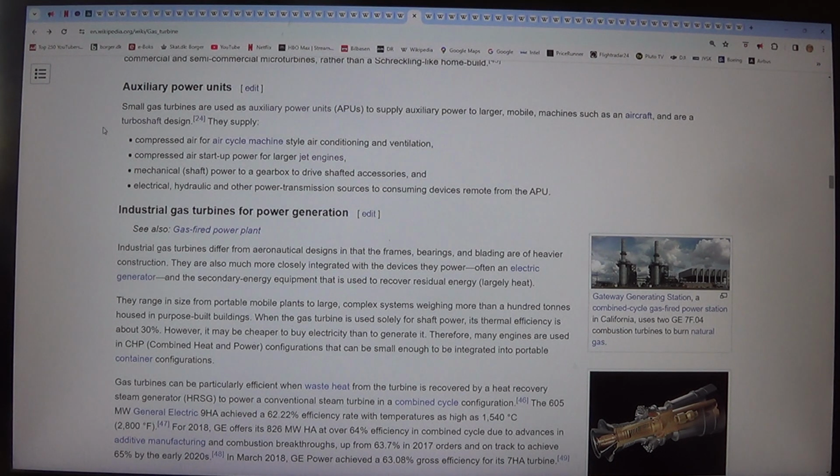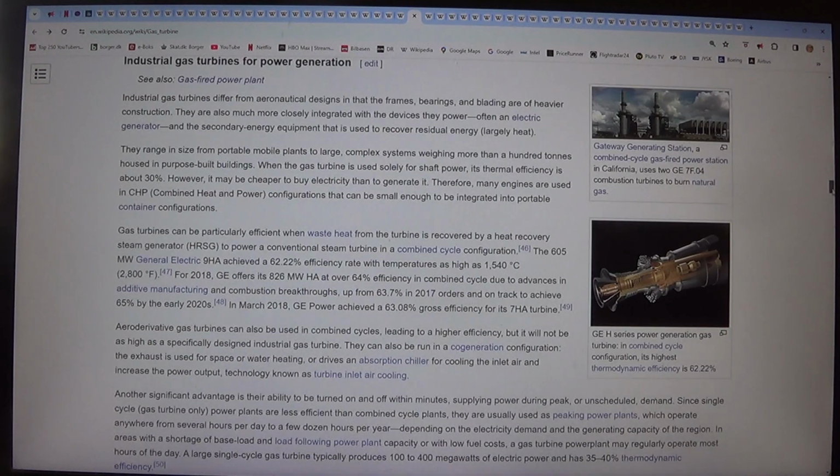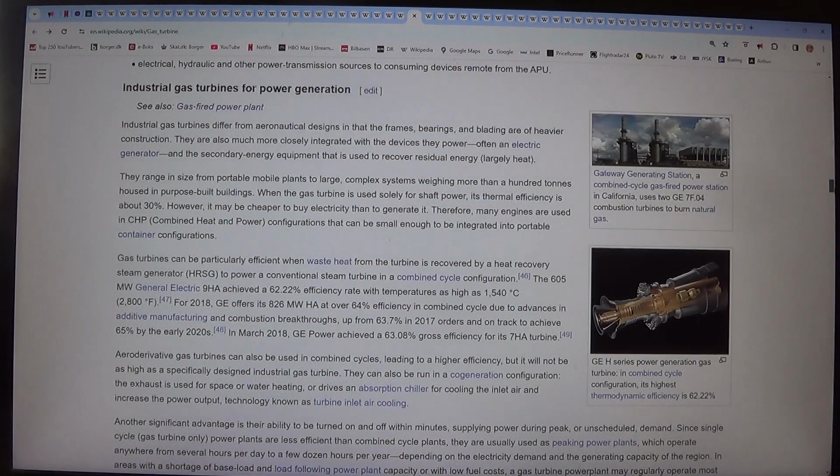Industrial gas turbines for power generation. See also, gas-fired power plant. Industrial gas turbines differ from aeronautical designs in that the frames, bearings, and blading are of heavier construction. They are also much more closely integrated with the devices they power, often an electric generator, and the secondary energy equipment that is used to recover residual energy, largely heat.